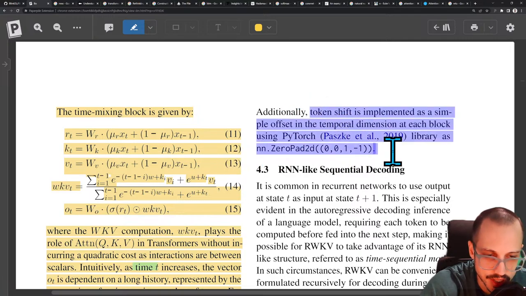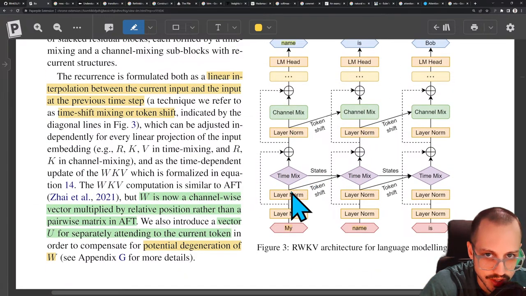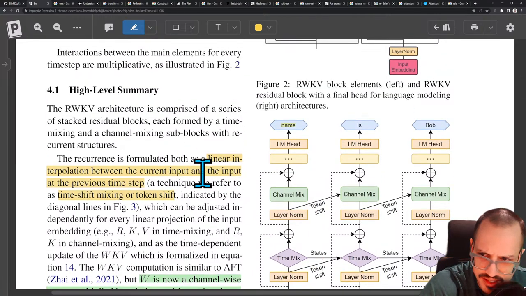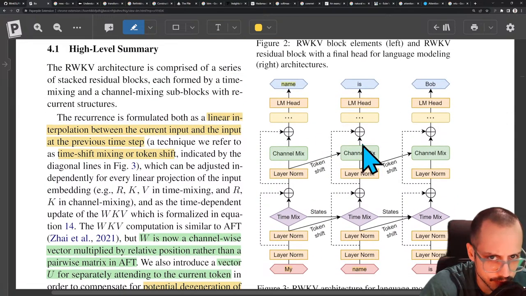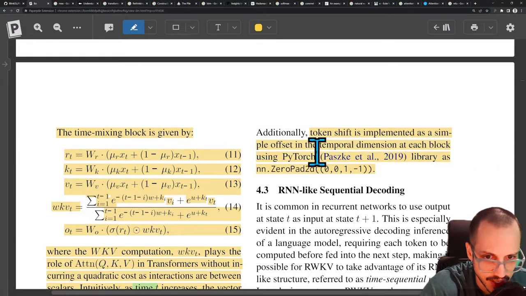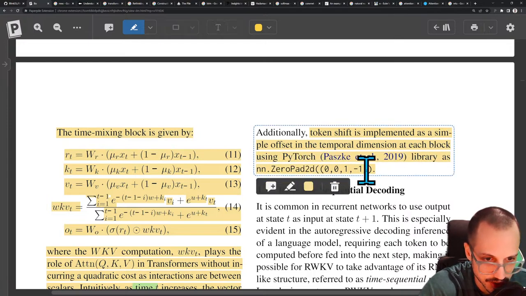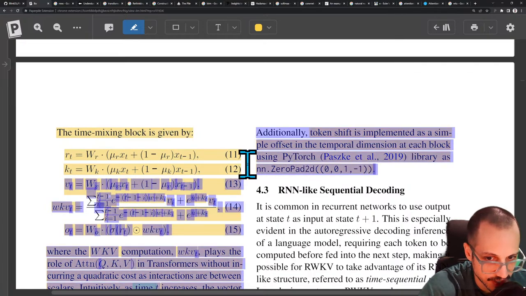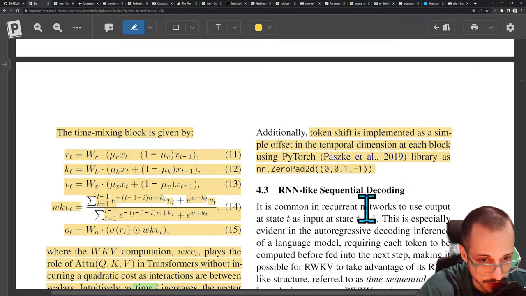Yeah, this is the type of thing that makes this difficult to understand, right? Where we're like, why are they using this weird token shift? How does this make any sense? This linear interpolation between the current input and the previous input, why are they doing that? And the reason is that in PyTorch, you can basically shift these matrices with zero pad 2D, where you're just shifting it and then padding it with zeros. And this operation is probably very fast and you can probably do it in place or something like that, right?